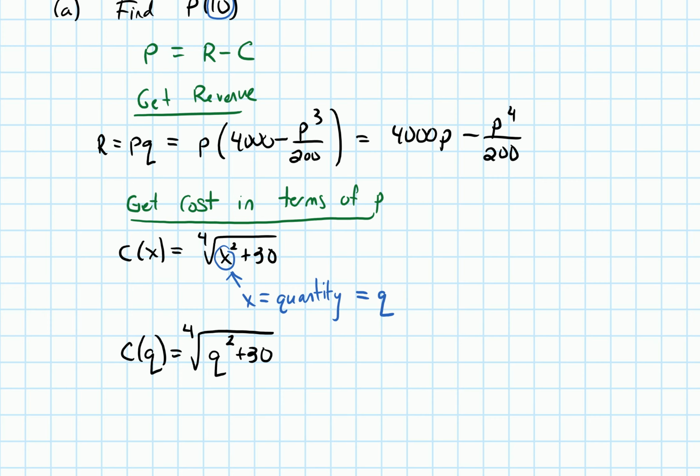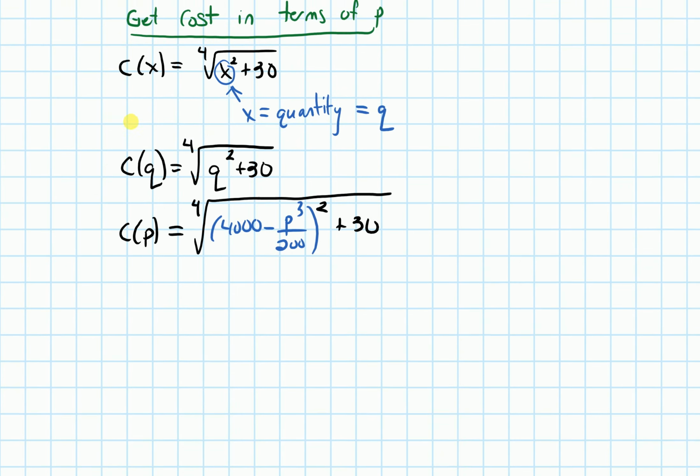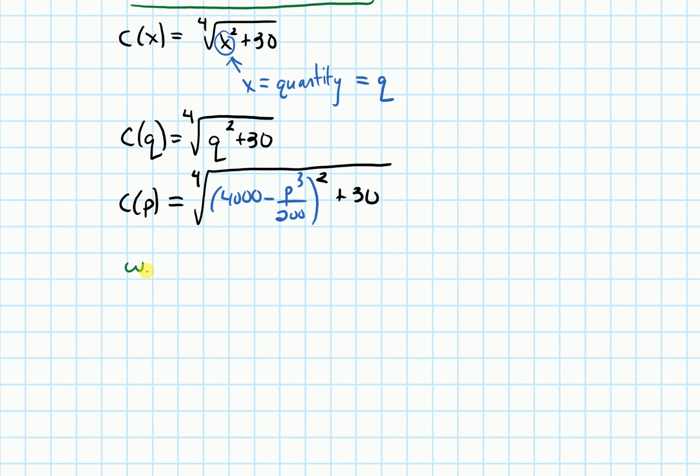Okay, but I want to try to get this in terms of P, which is the variable that my revenue is in terms of. All right, so to do that, to get my cost in terms of P, we're going to have to plug in our formula for Q. And that was Q is 4,000 minus P cubed over 200. So that's what Q equals. And then I got to square that. Then we have this plus 30. In fact, let me put that squared in a different color. Squared plus 30, and this all is within a fourth root. So now we have a revenue function and we have a cost function in terms of the same variable P. So we're ready to write down the profit. Okay, so we are ready now to write the profit.